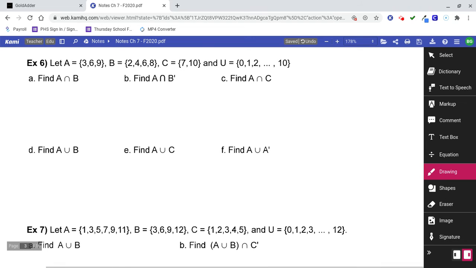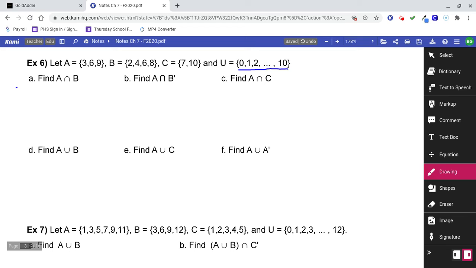Number 6. We've got A, B, C, and the universe. Pay attention to the universe. That's pretty important. The universe is from 0 to 10. Natural numbers are, I guess, whole numbers from 0 to 10. And it wants to find A intersected with B.